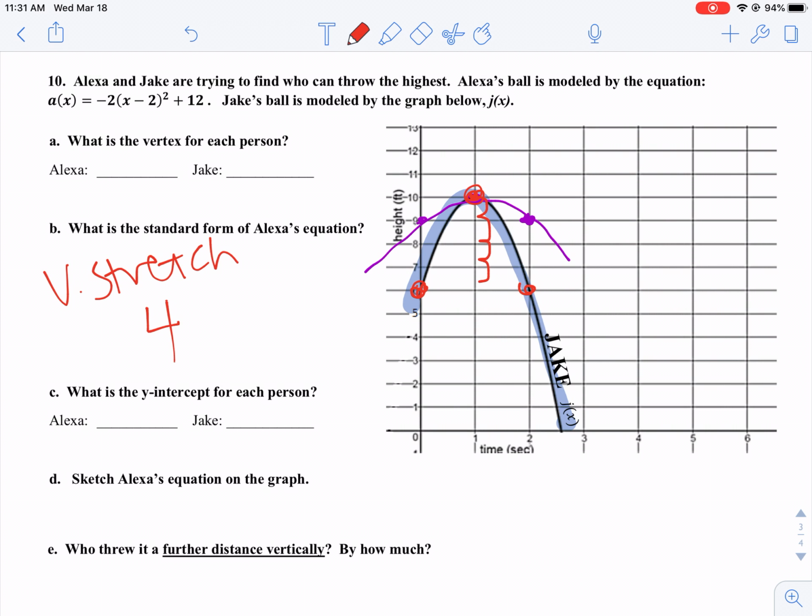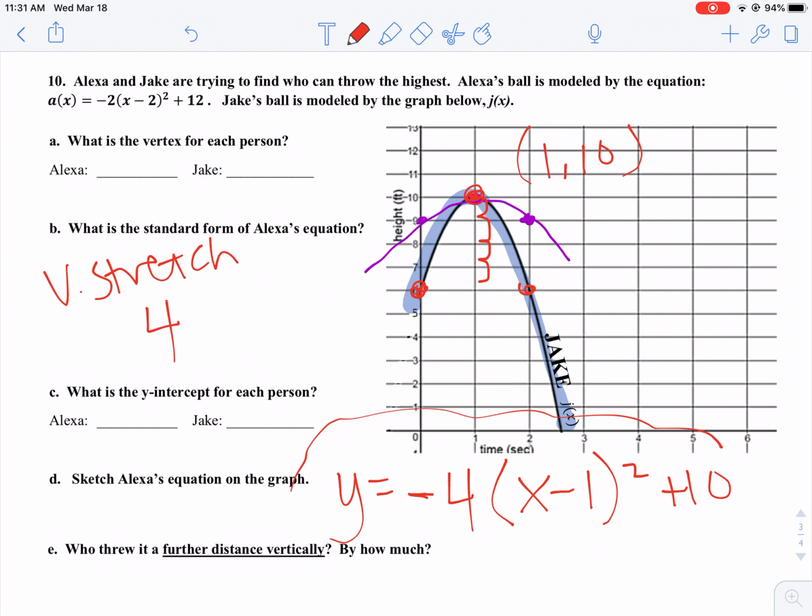Going back to the equation, your vertex is going to be 1, 10. Your equation would be y equals, and because it is sad, you have to put -4, because the negative tells you that it flips upside down. Then it'll be x, and the vertex is 1, so it's going to be -1 squared, and then plus 10. That would be your equation.